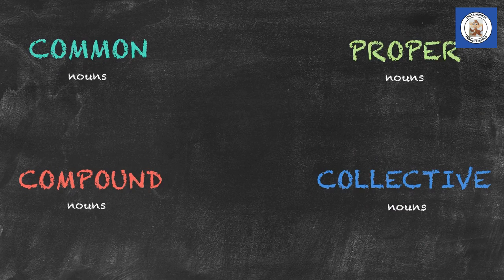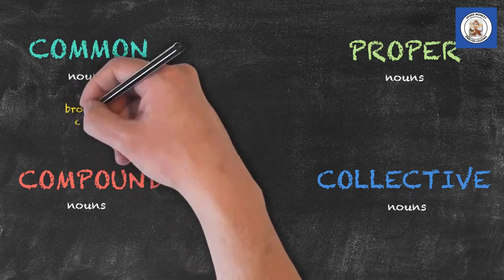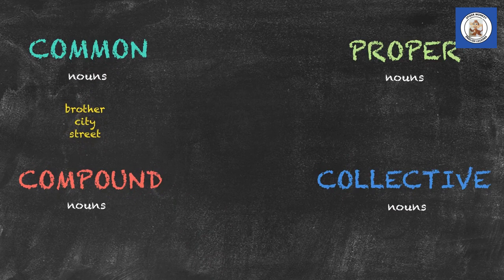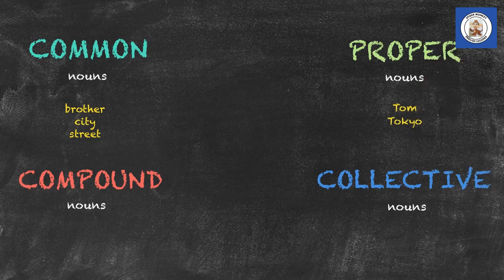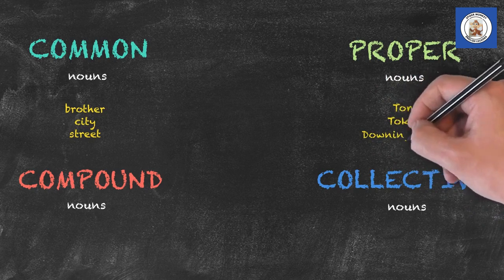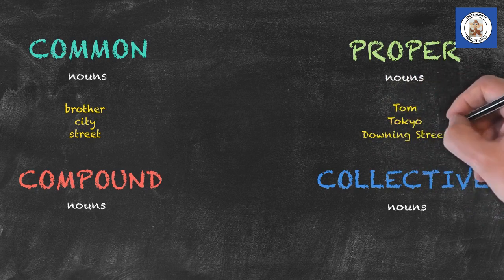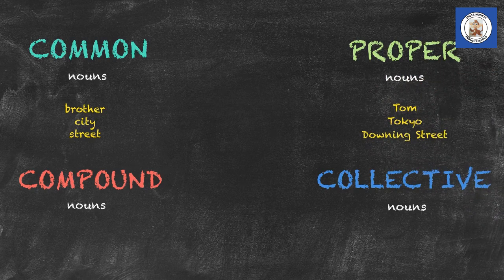A few examples of common nouns would be brother, city, street. These nouns are not typically capitalized unless they come at the beginning of the sentence. We have our proper nouns. A brother has a name like Tom. Tom needs a capital letter. It is his proper name. You have Tokyo. Tokyo is the proper name of a city. And Downing Street. Downing needs the capital as it is the proper name of the street.